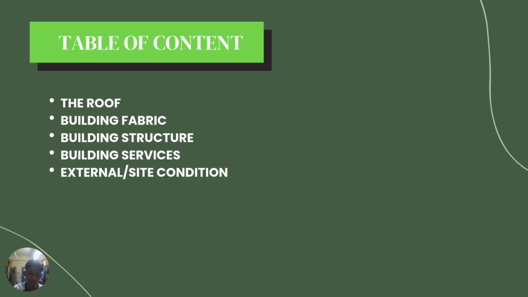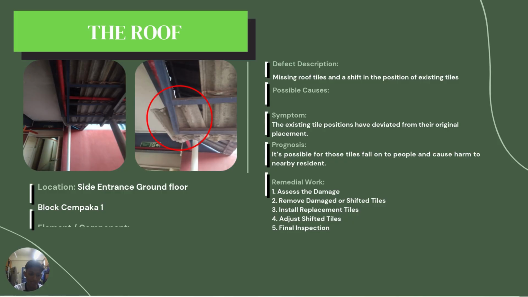So, here is a quick overview of what we will be covering today. We will go through the following key areas: the roof, building fabric, building structure, building service, and external or site condition. Okay, let's begin with the roof.